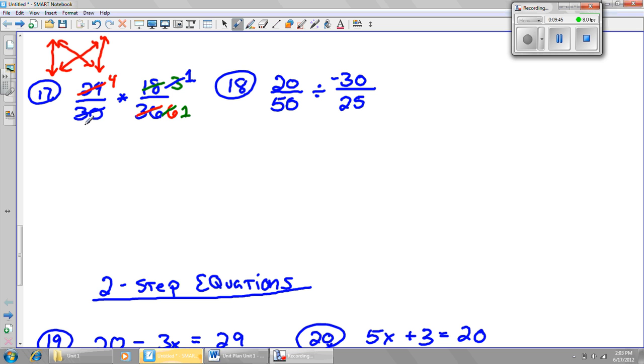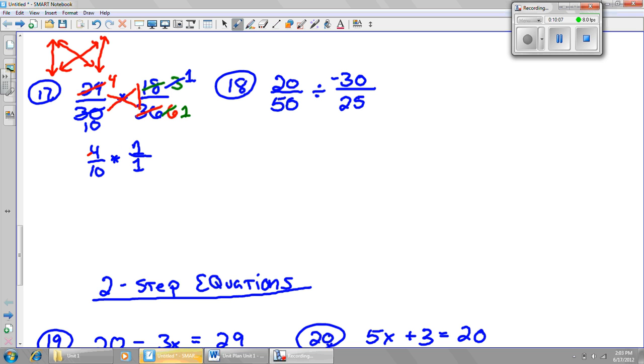3 will go into 30 10 times. So right now, my problem is 4/10 times 1/1. I've got one more step to simplify. If you can tell, I did this one, I did that one, and I did that one. Still got to do over here.